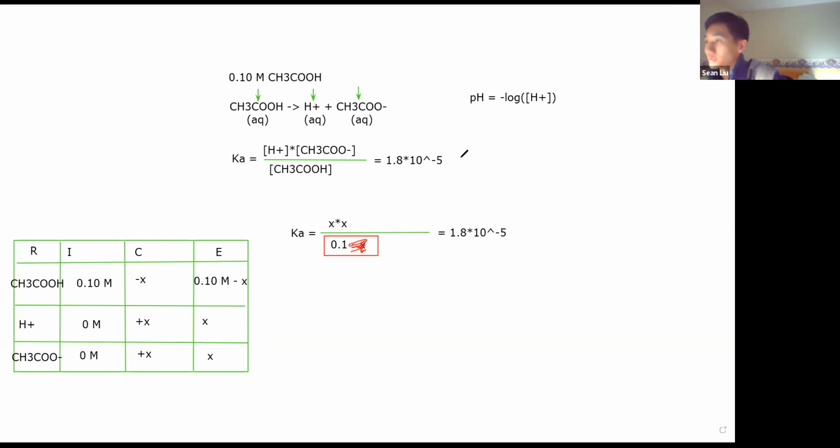I do want to caution you about doing that when you're dealing with something like, for example, a theoretical acid that had a Ka of 1 times 10 to the negative 1.